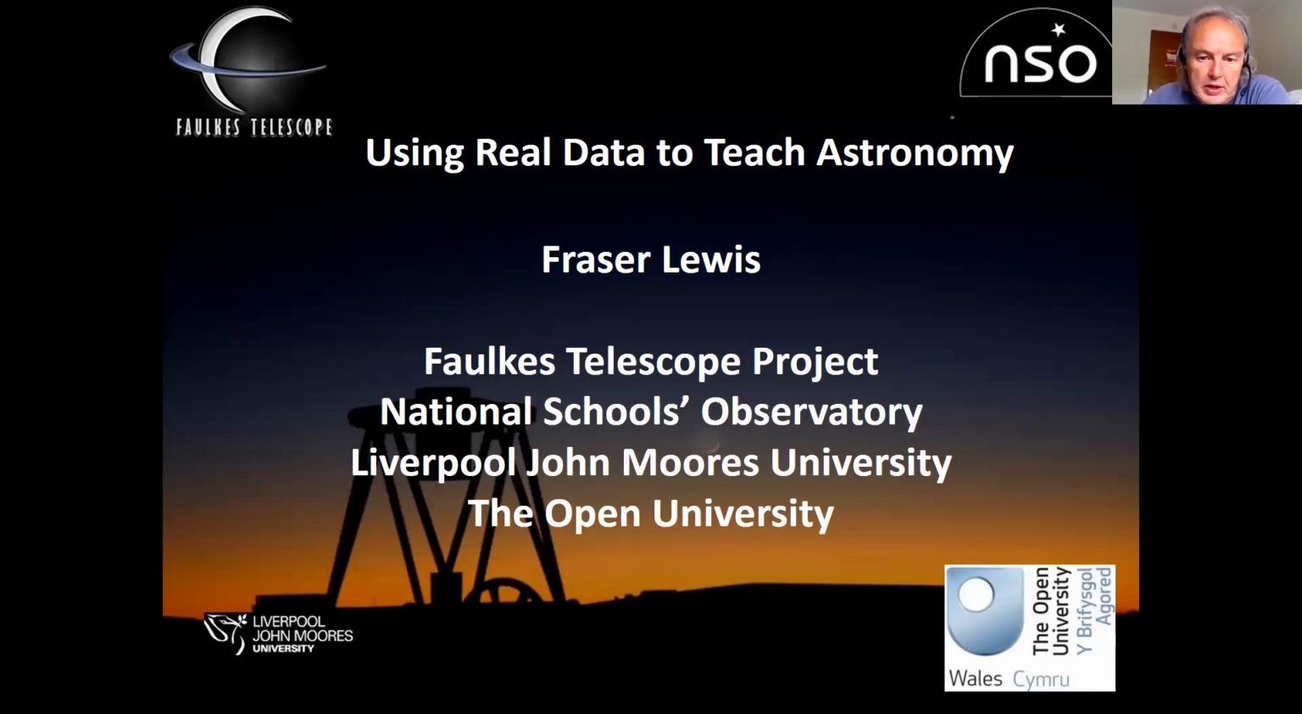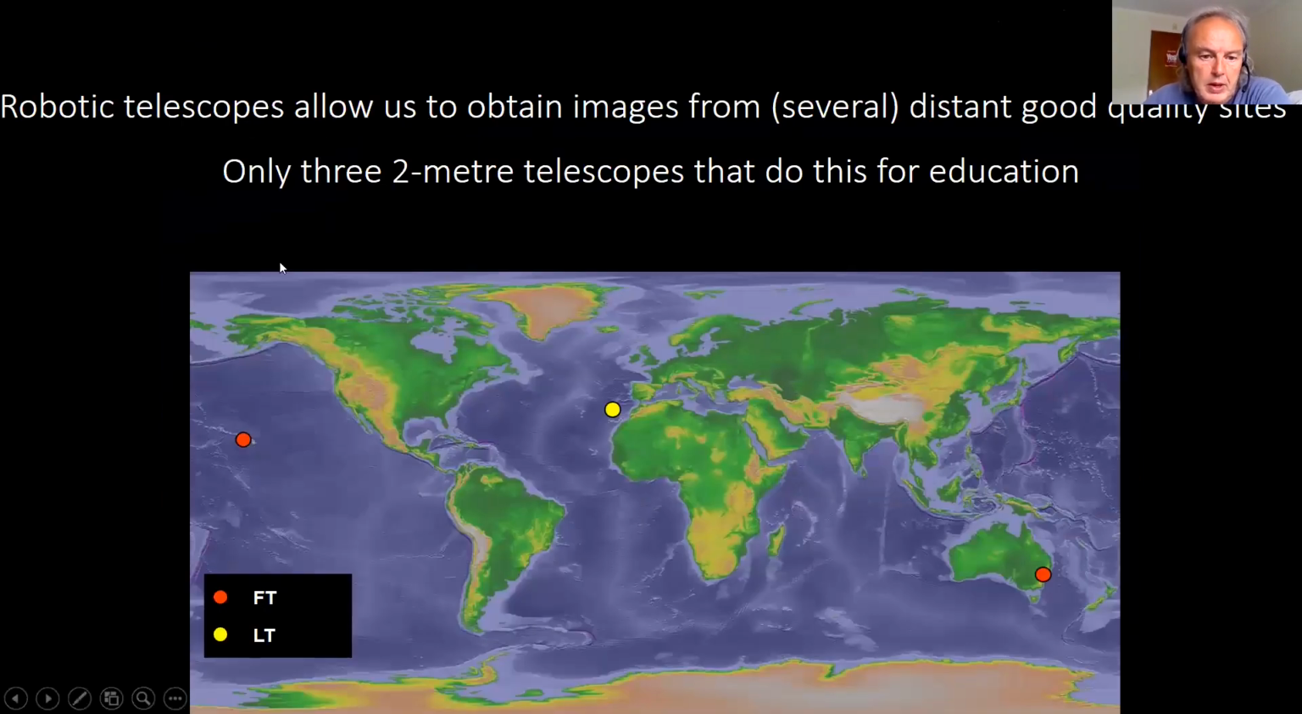So I'm very lucky. I work for two separate projects that have time on 2-meter telescopes. In fact, all three telescopes have time allocated to educational resources. In this diagram, the yellow dot represents the Liverpool telescope on La Palma in the Canary Islands, and the two red dots are the Faulkes telescopes, Faulkes Telescope North in Hawaii and Faulkes Telescope South in Australia. They are part of the larger Las Cumbres Observatory network of robotic telescopes.